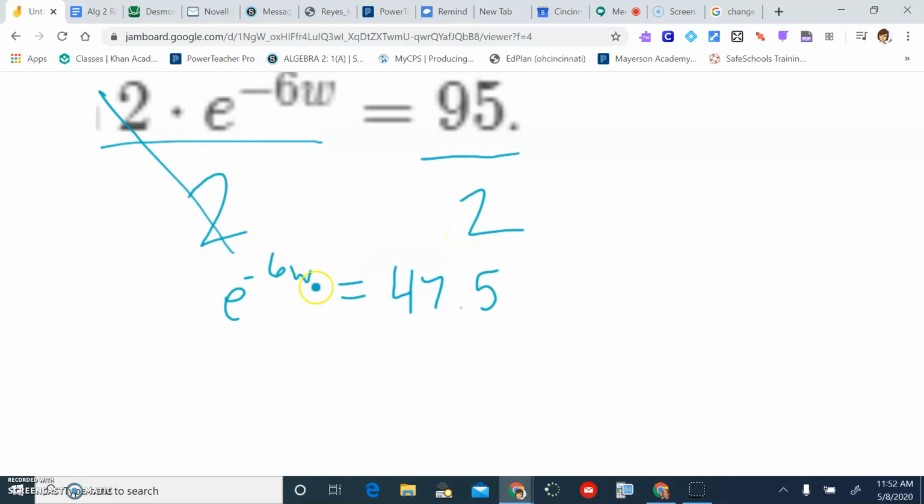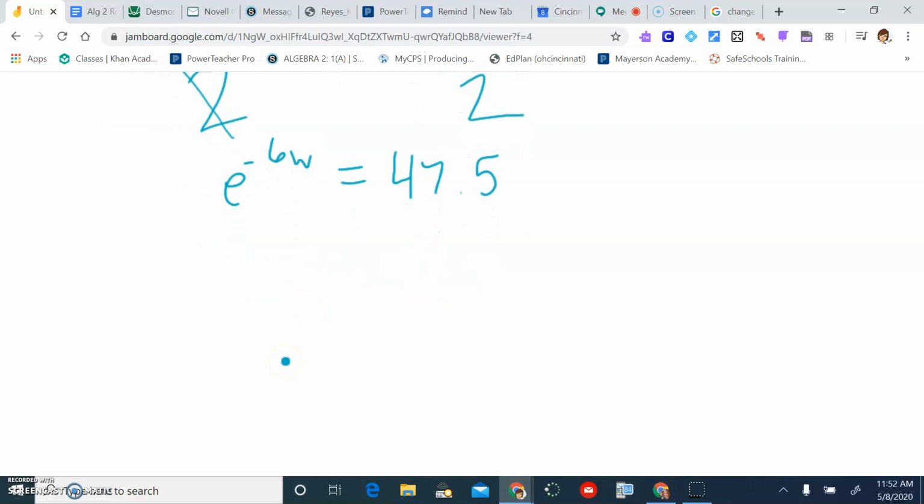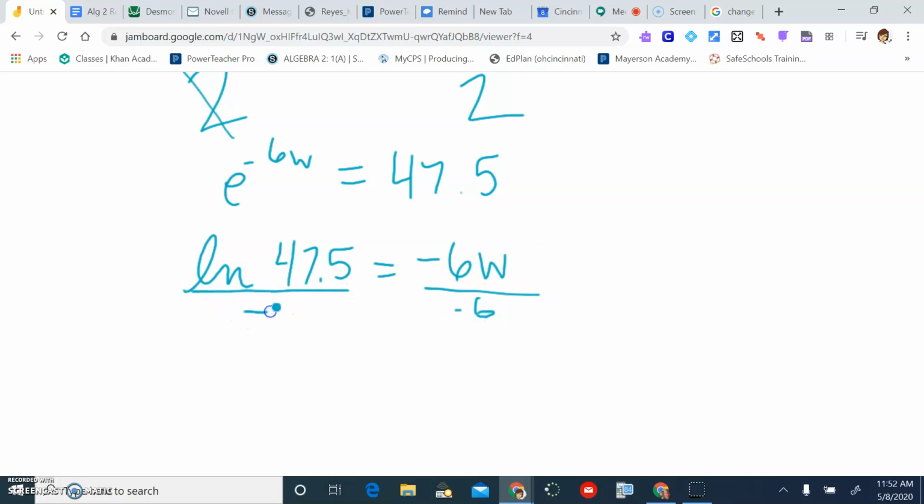Now to get the letter out of the exponent, we're going to rewrite this as a logarithm. This time it's log base e, so we don't write the log. Since it's base e, we write ln, that's natural log, of our argument, 47.5, equals the exponent, negative 6w. And don't forget the negative. Everybody forgets that. Now we want w by itself, so let's divide both sides by negative 6. We don't add 6 because that negative 6 is being multiplied. Wow, that was terrible handwriting.